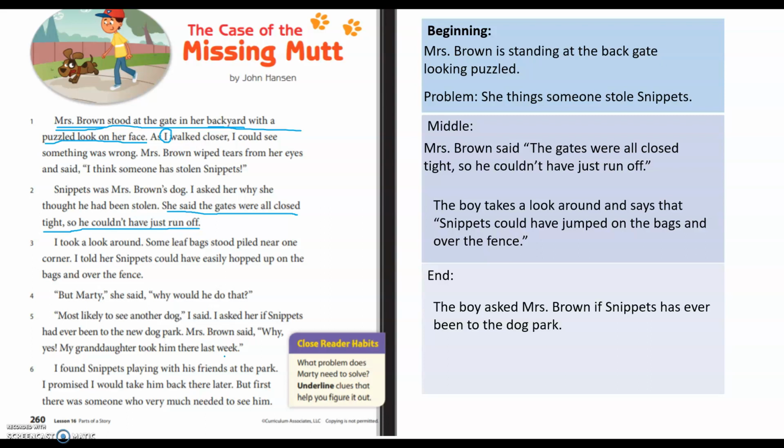So the little boy reacts by asking Mrs. Brown if Snippets has ever been to the dog park. In the end, the problem's solved. How's the problem solved? In the end, the little boy finds Snippets playing with his friends at the park.